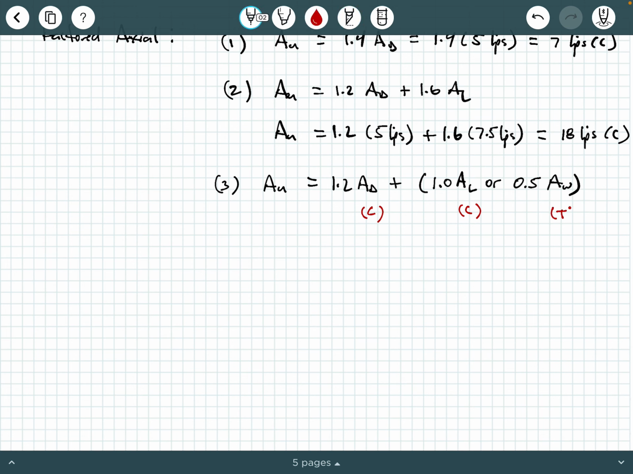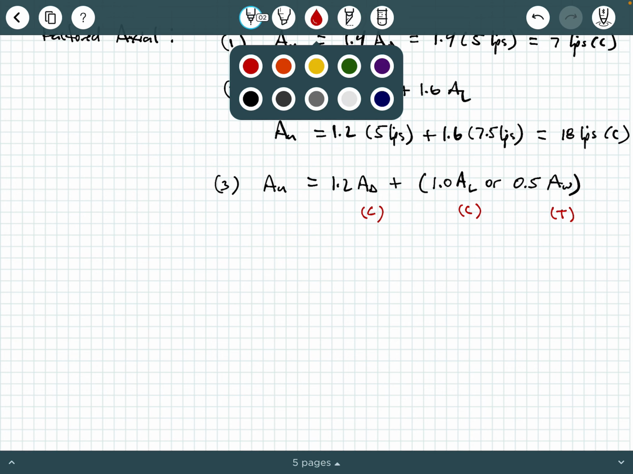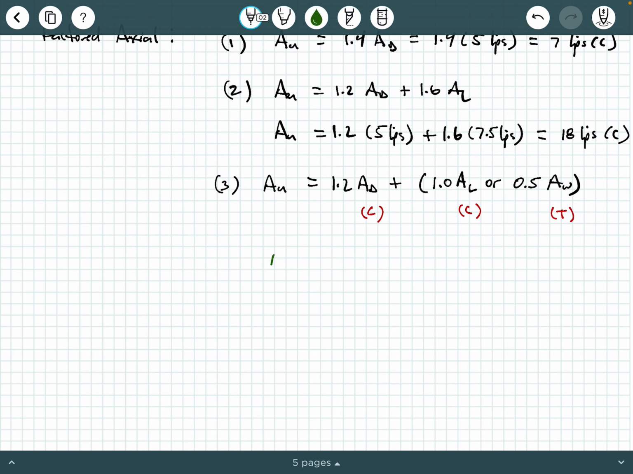They're counteracting each other, okay? So let's look at both of these statements that are inside this or statement separately. Here's what I'm going to do. I'm going to change colors here. I'm going to say AU equals 1.2 A dead plus 1.0 A live. So AU is 1.2 times 5 kips plus 1.0 times 7.5 kips.